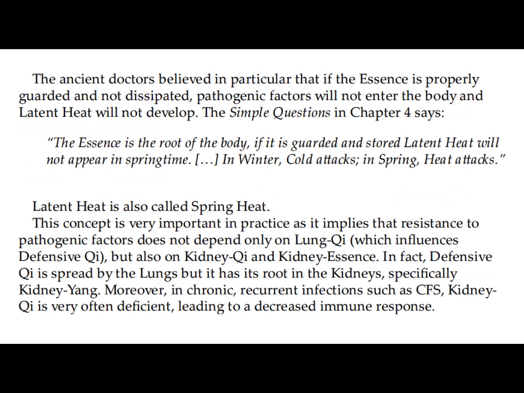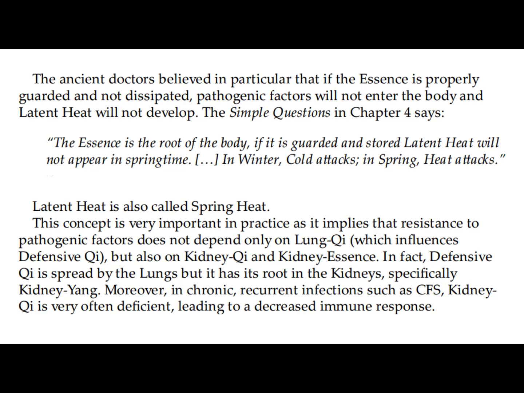The ancient doctors believed, in particular, that if the essence is properly guarded and not dissipated, pathogenic factors will not enter the body and latent heat will not develop. The Simple Questions, chapter 4, says, the essence is the root of the body. If it is guarded and stored, latent heat will not appear in springtime. In winter, cold attacks. In spring, heat attacks. Latent heat is also called spring heat.